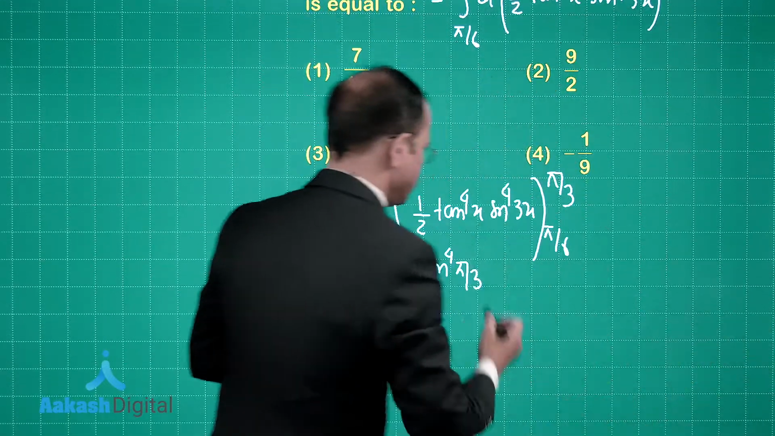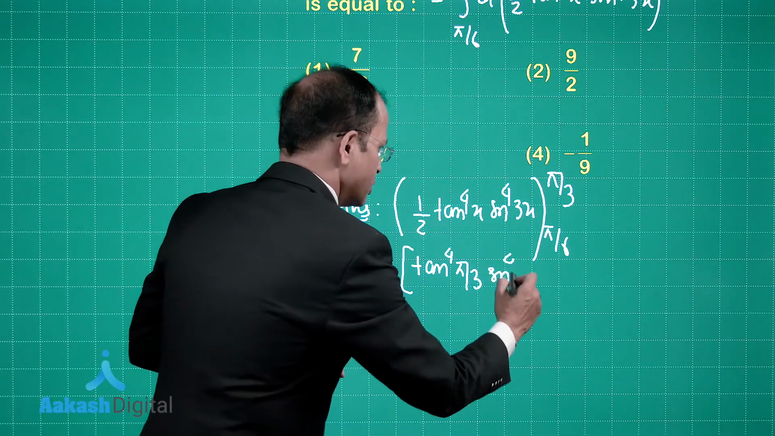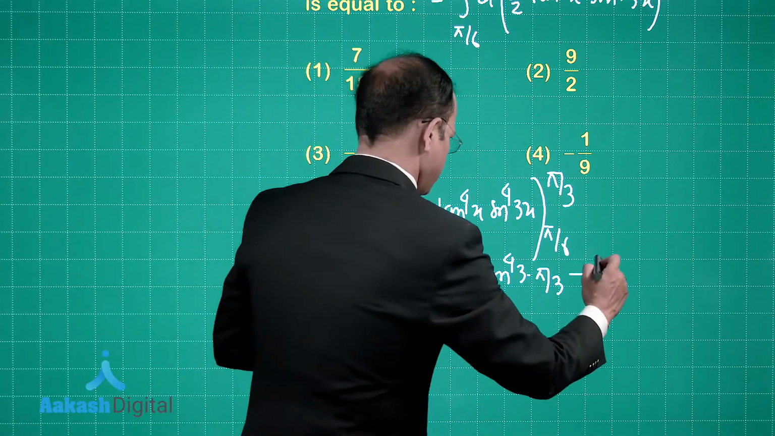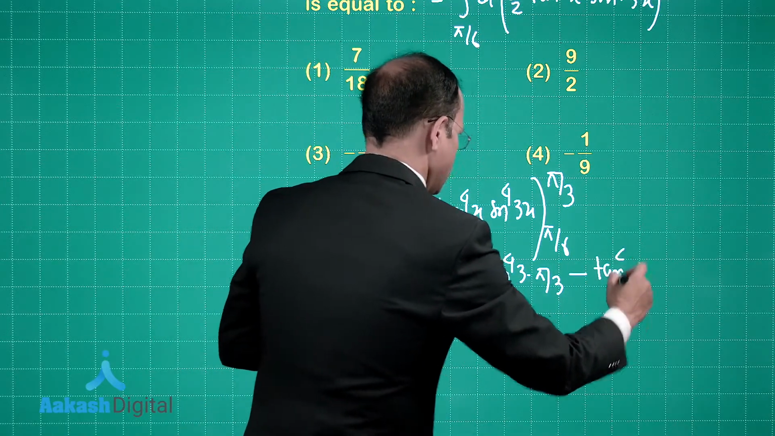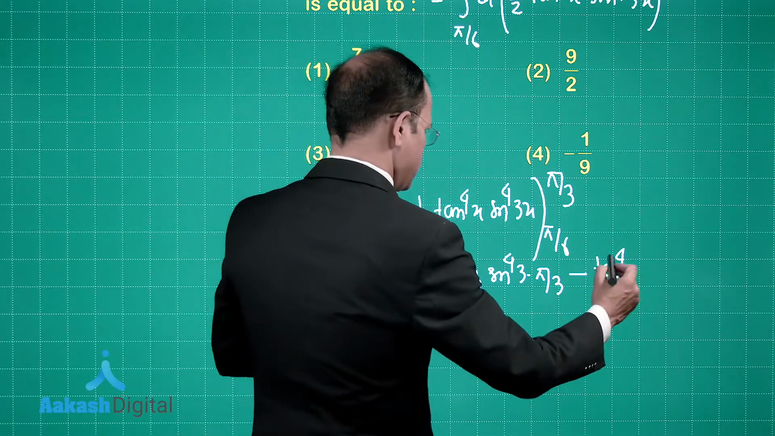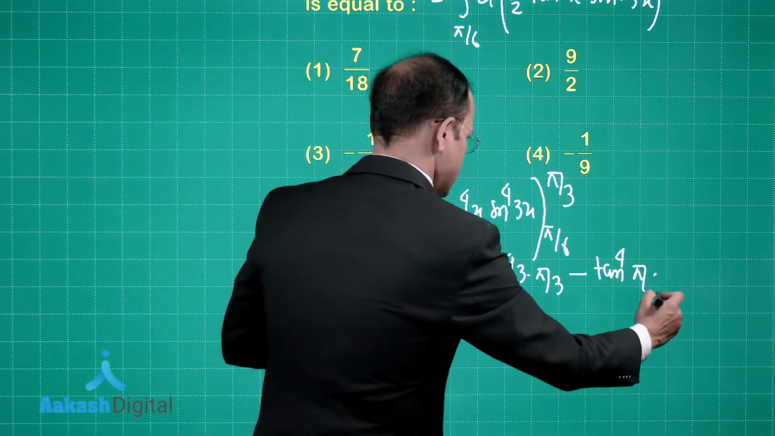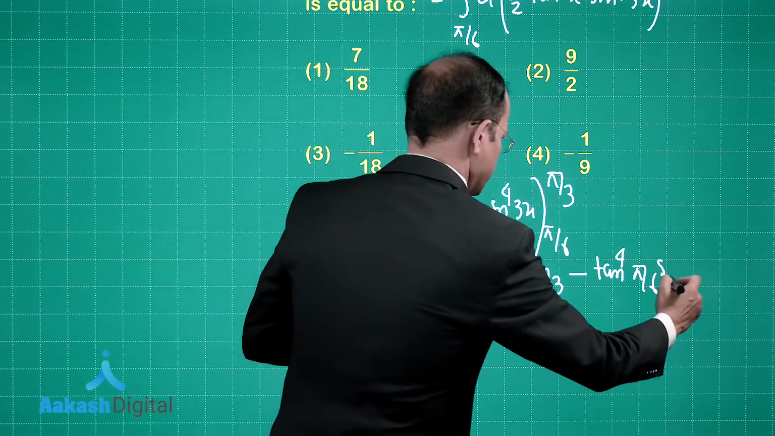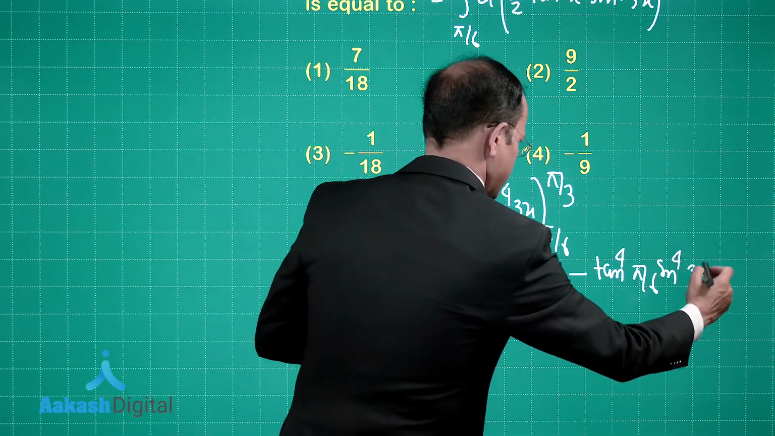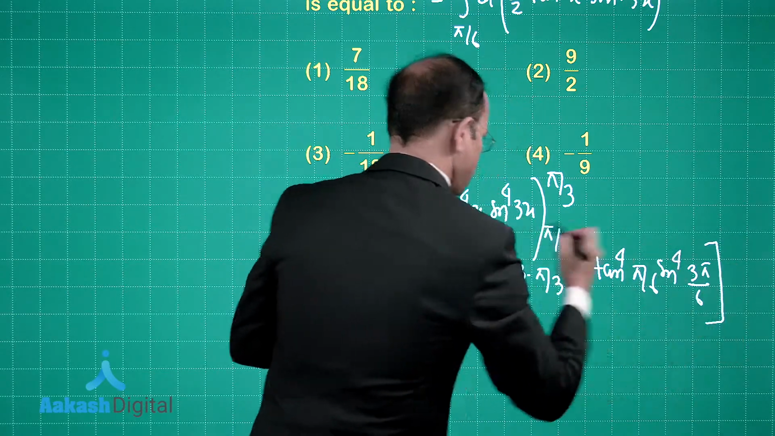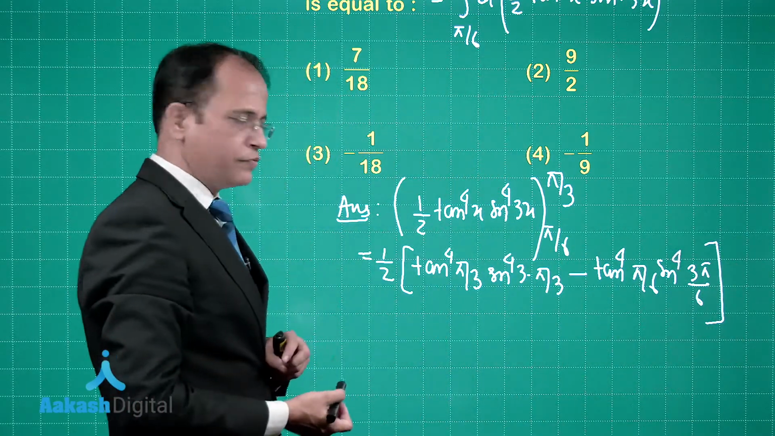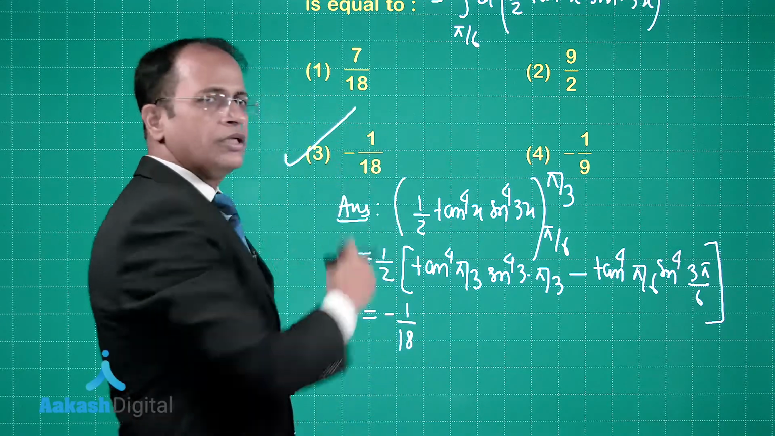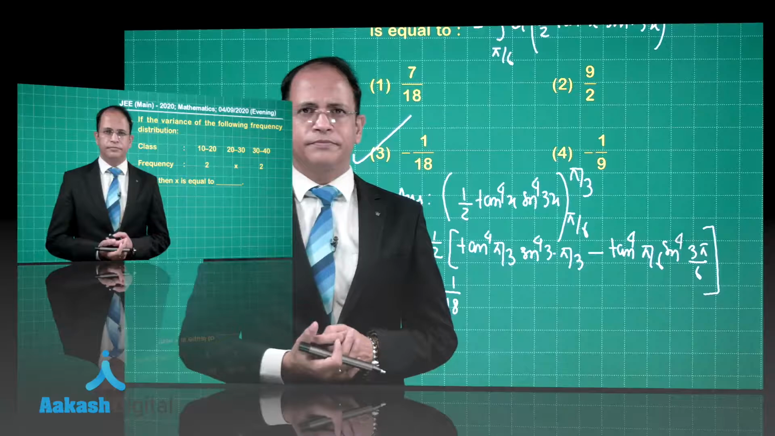And we can substitute the values, sine 4, and this is 3 into pi by 3, minus, again we have 10 to the power 4, right? And this is pi by 6, again this is sine 4, this is 3 pi by 6 we have, right? So just have a look at this part, we just substitute the values and we get the answer. So this is coming out to be minus 1 by 18, right? So the third option seems to be the correct one.